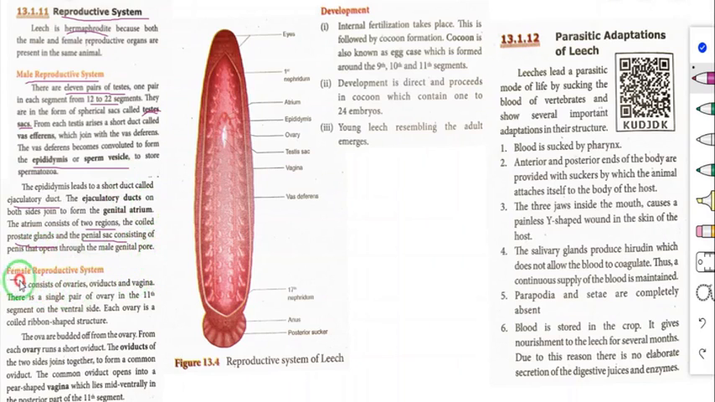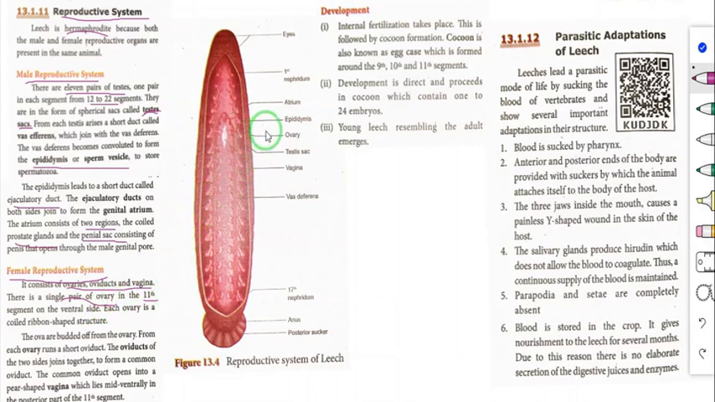The next one is the female reproductive system. So both the reproductive organs are present in the same organism itself. So that we can say that is the hermaphrodite. Okay. Then this female reproductive system consists of ovaries, oviducts and the vagina. So what are the three organs present in the female reproductive system? Ovaries, oviducts and vagina. There is a single pair of ovaries in the 11th segment on the ventral side. So only one pair of ovaries present in the 11th segment.